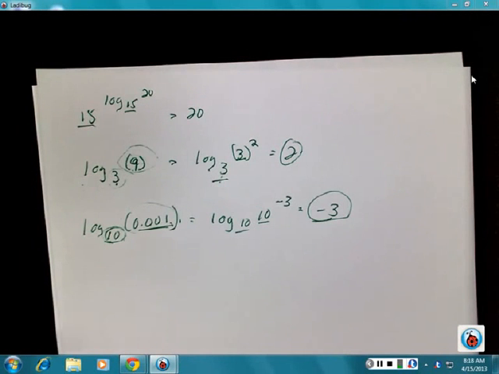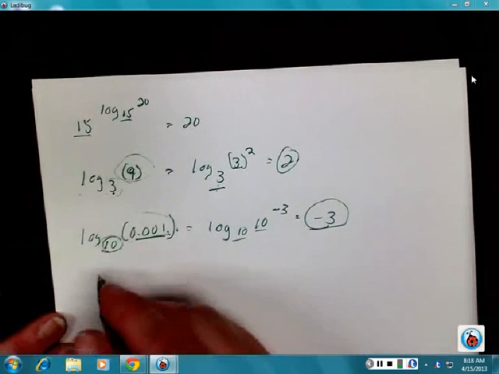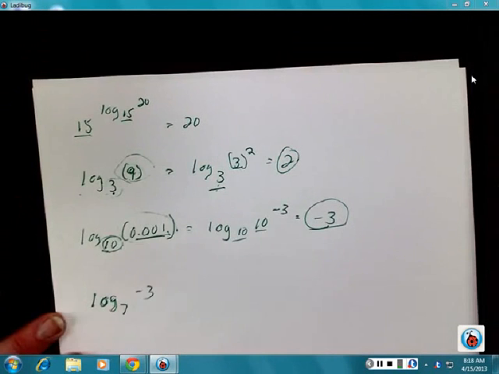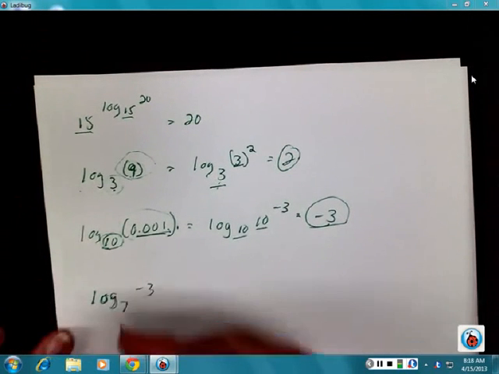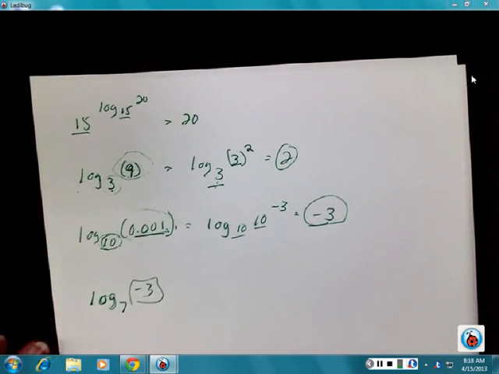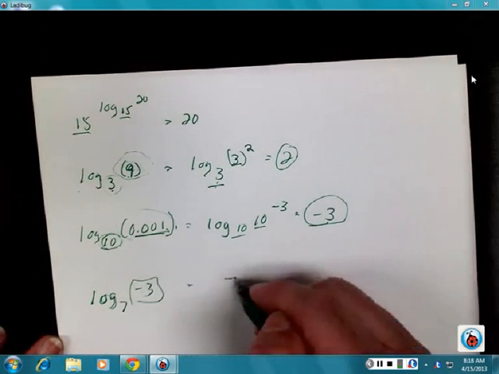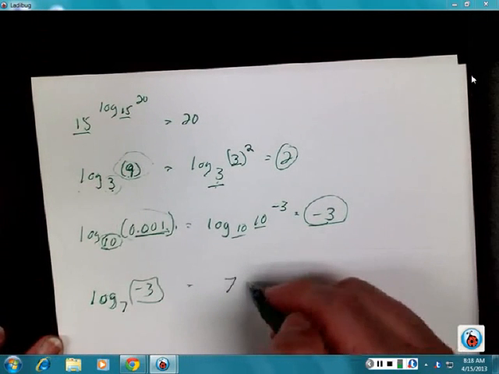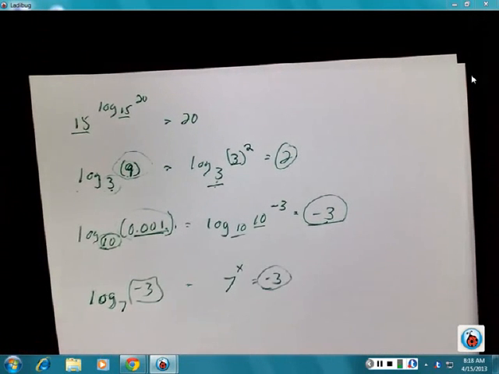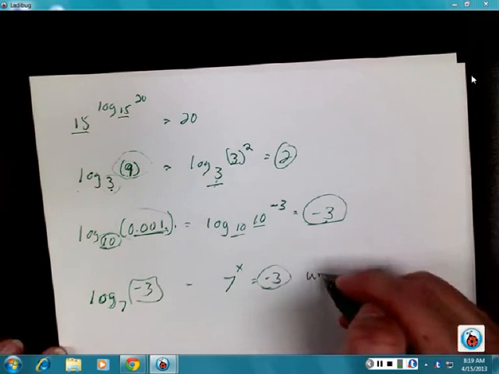If you happen to have, for instance, log base 7 of negative 3. If this answer is a negative number, can I come up with a negative number? If I reversed it, it would be 7 to the x power equals negative 3. Is there any possible way of raising 7 to some power and getting a negative 3? What do you guys think out there? No, there's no possible way. So this is undefined.